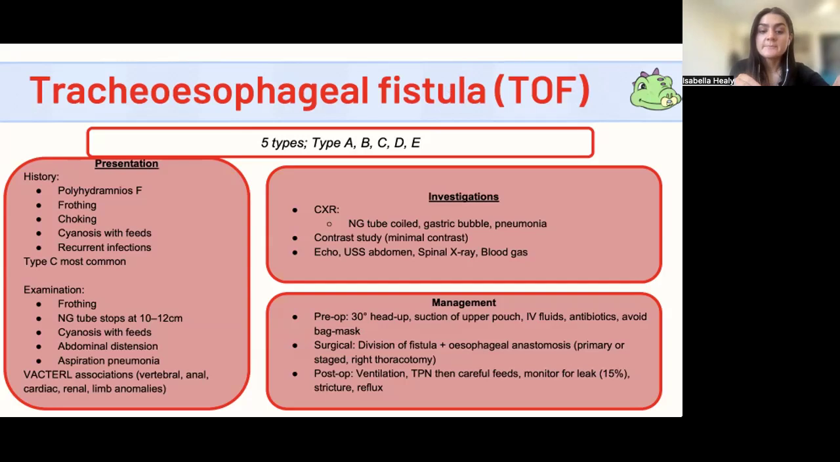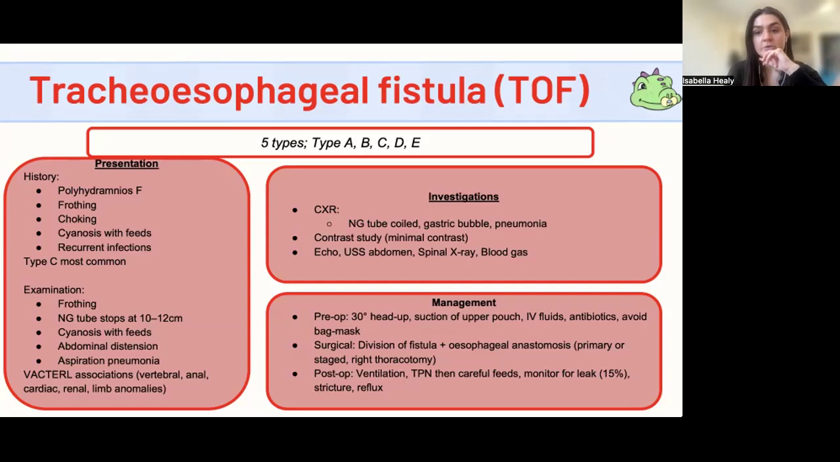Type C is the most common, and that accounts for about 85% of cases, and that's a proximal esophageal atresia with a distal tracheoesophageal fistula, okay? On examination, the pathognomonic sign is an NG tube being able to pass approximately 10 to 12 centimeters from the gums. It'll just coil up in the upper esophageal pouch because you're not able to pass anything through. You can see abdominal distension too from air entering the stomach through the fistula.